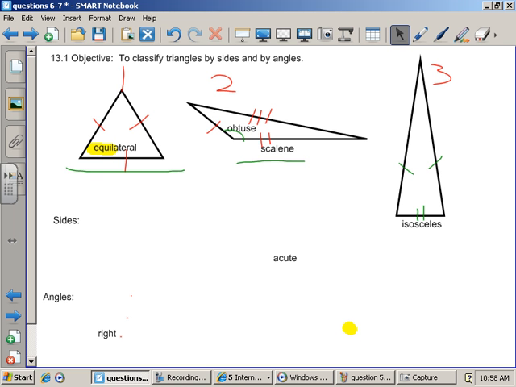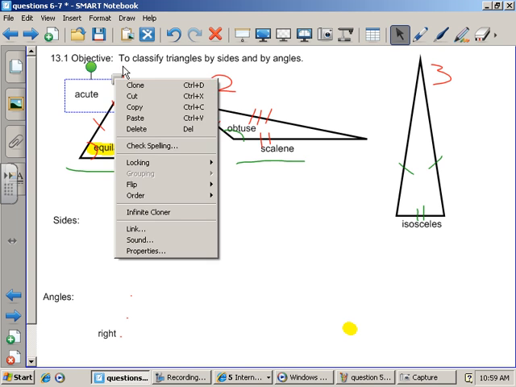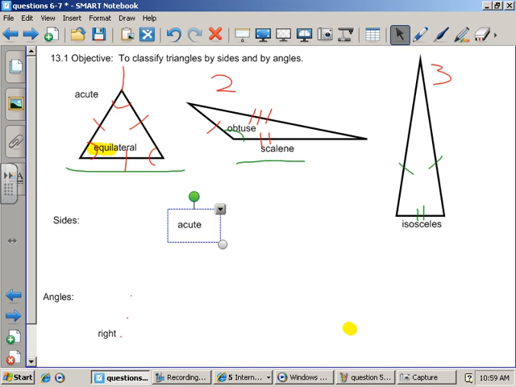For an acute triangle, every single angle, every single one, not just one, every single angle has to be less than 90 degrees. So when we look at our equilateral triangle, that is acute. Every single angle in there is less than 90 degrees. It is acute. We know that our scalene cannot be acute because it has one angle that is bigger than 90 degrees. So that brings us to our isosceles triangle. And that isosceles triangle is acute because every single angle is less than 90 degrees.